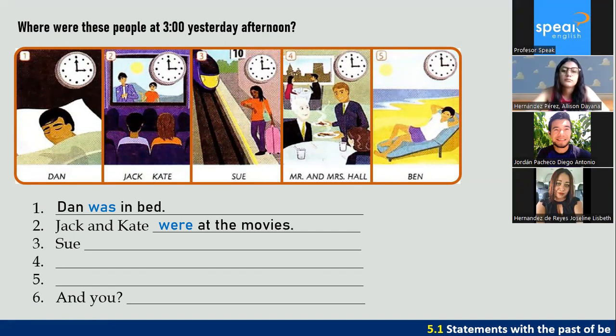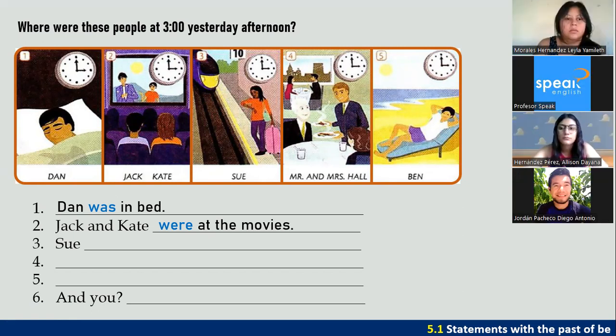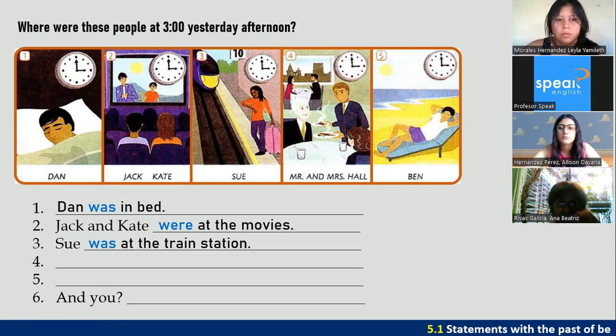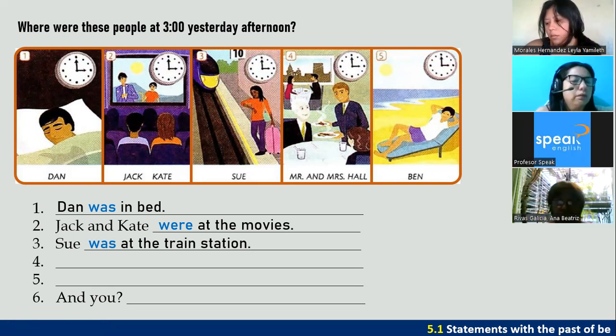Number 3. Thank you, Leila. Sue was in the train station. Exactly right. Sue was at the train station. Very good. Number 4. Glenda.